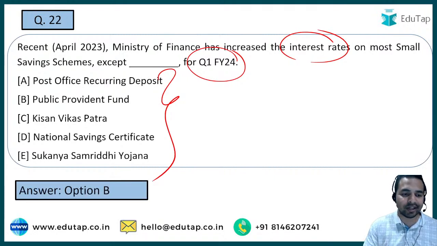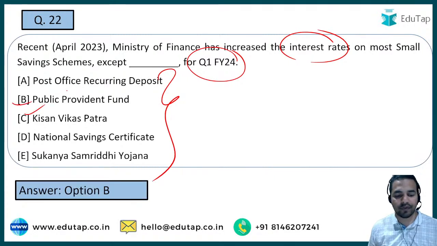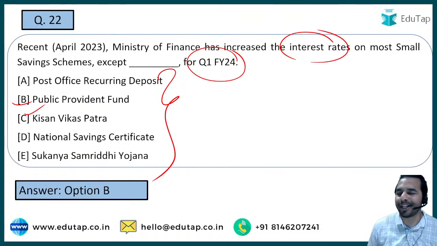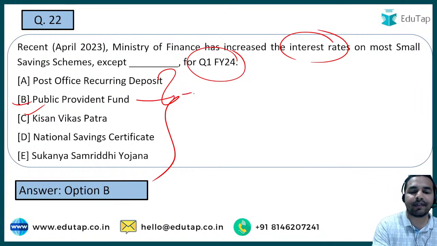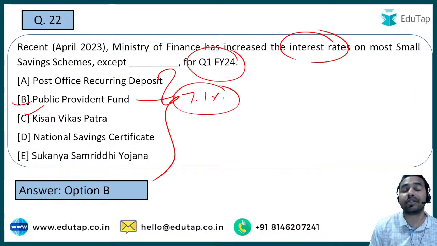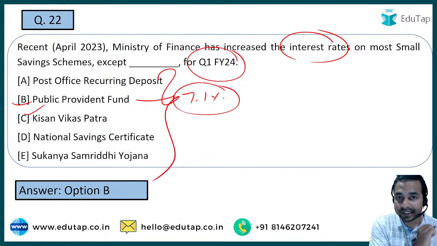Absolutely right. The right answer to the question is Public Provident Fund. And now you are also required to tell me what exactly the interest rate for Public Provident Fund is. Can anybody tell me that in the chat box? PPF का जो interest rate है, what exactly it is? So let me tell you here that it is 7.1%. And guys, for the last 3 years, it is static. This has not changed. And it is 7.1% only.